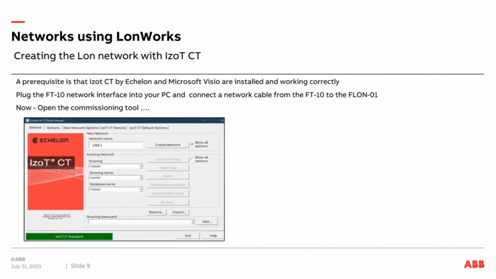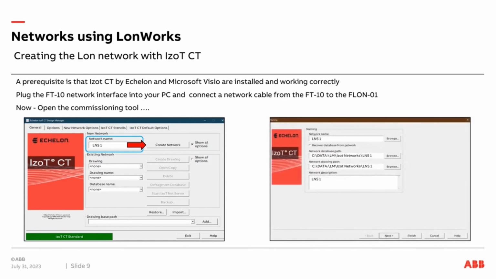This is the first screen you're going to see. It's going to ask you to put in a network name that you're going to call it. And so for this presentation anyway, we've called it LNS1. And once you've entered that data, you can press the button that says Create Network. That'll bring up the next screen, which looks like this.